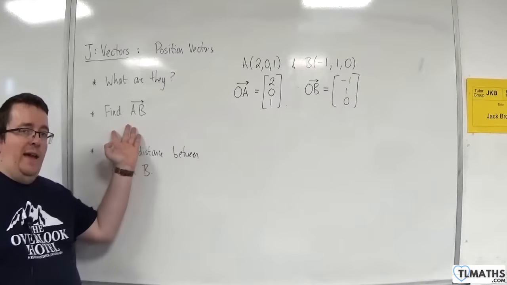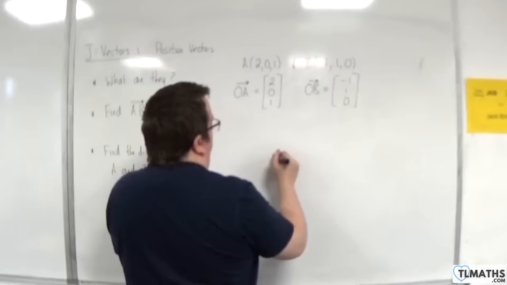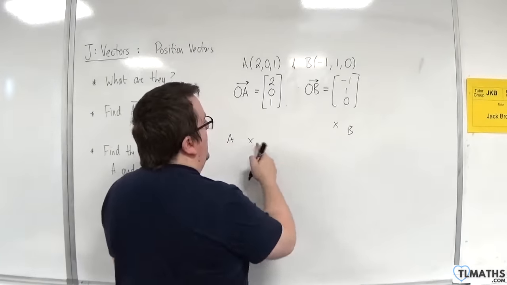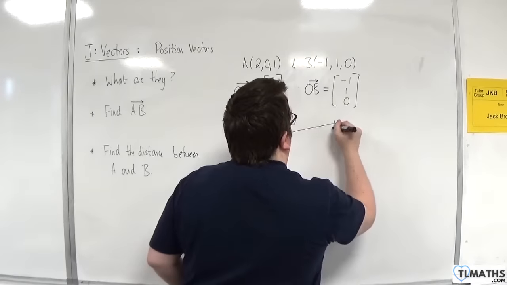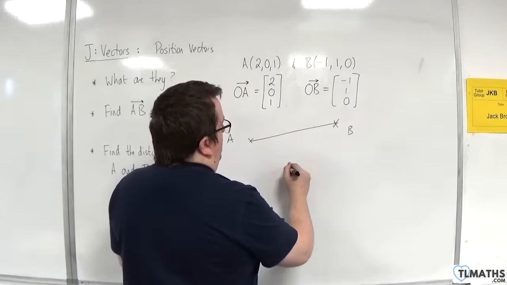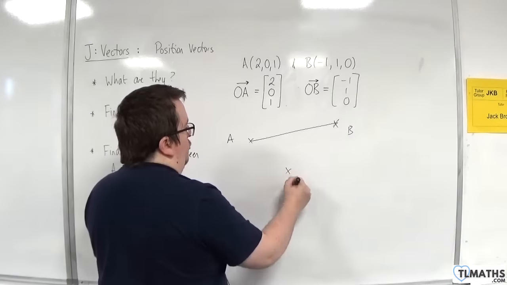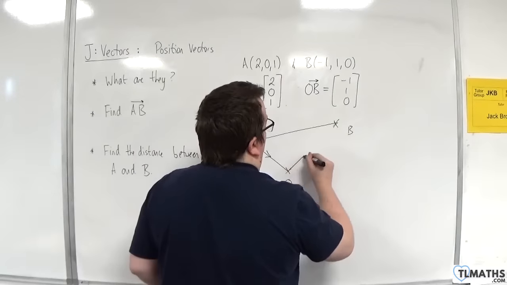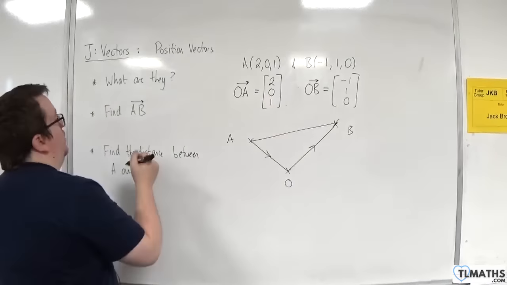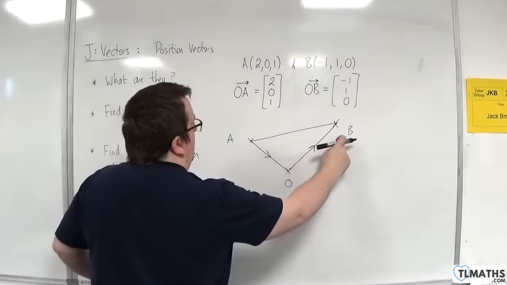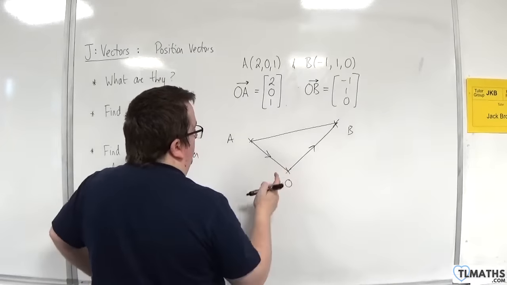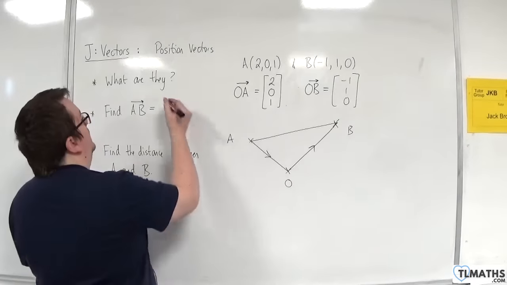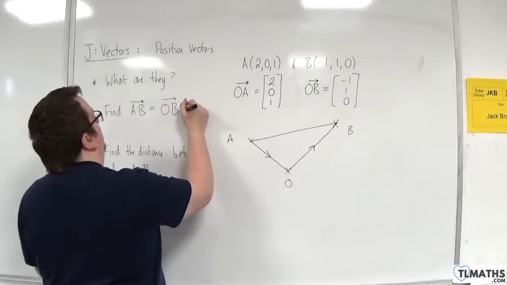Now if you want to find the vector AB, remember that if you've got your point A here and you've got your point B here, then to get from A to B, the way I can do that is I can go, right, well, here is the origin. I need to go from A to the origin and then from O to B. So that is the same as OB minus OA, because remember, that arrow is going from A to O, which is the opposite of OA. So it's always OB minus OA.